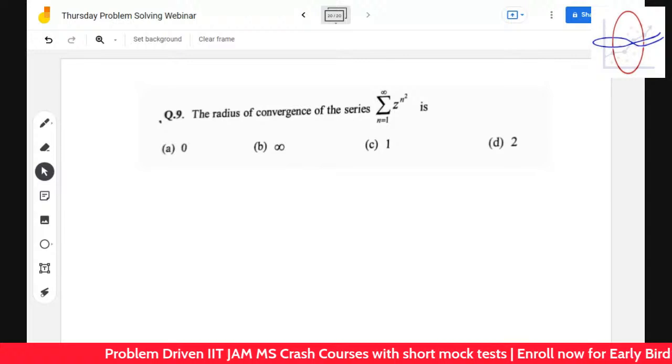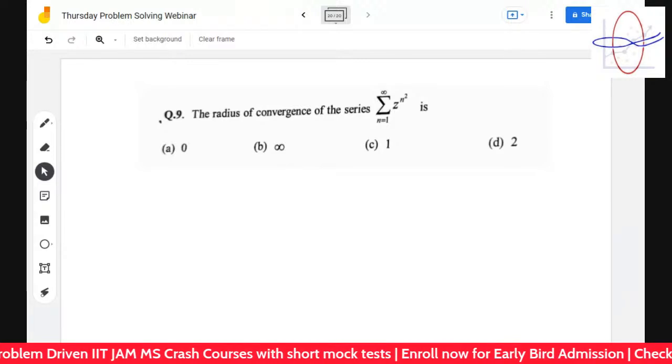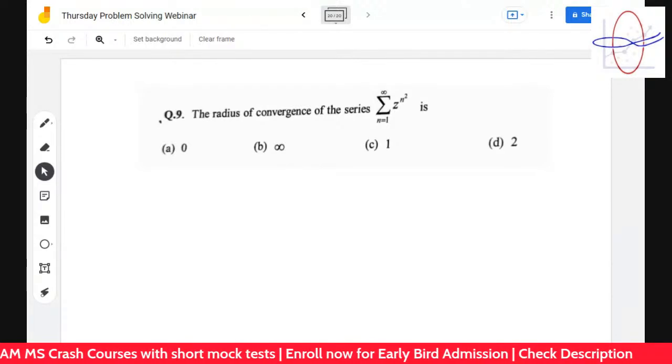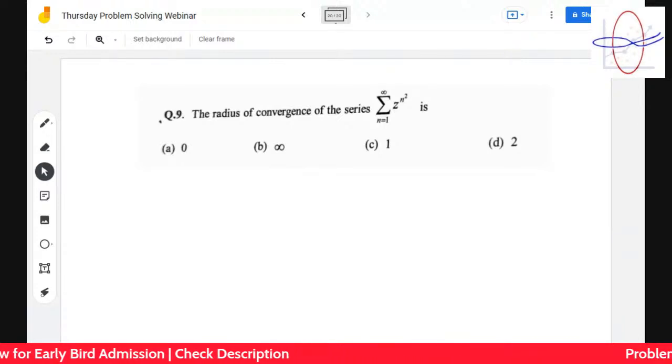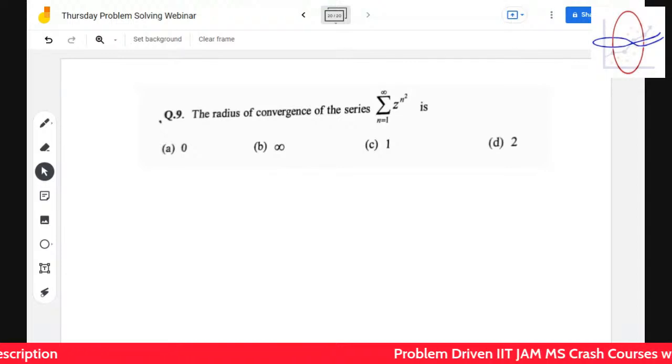Okay, so how do you do this problem, guys? How do you do problems like this? When there is also 0 out there.